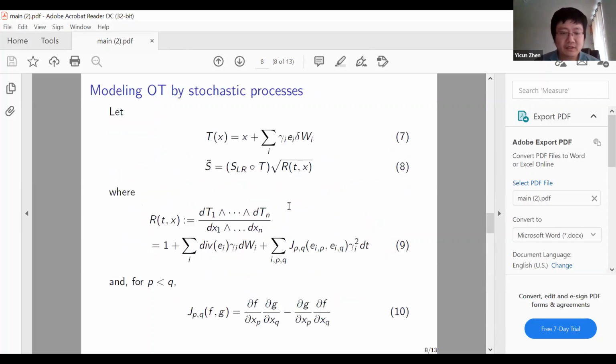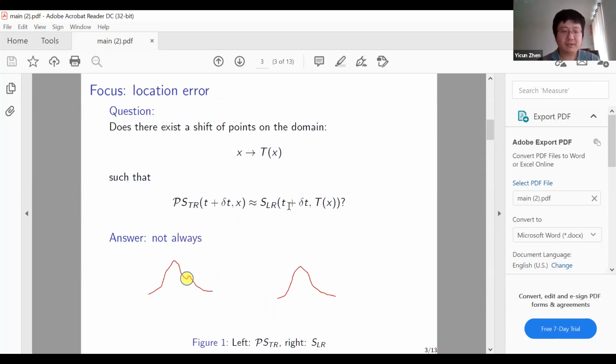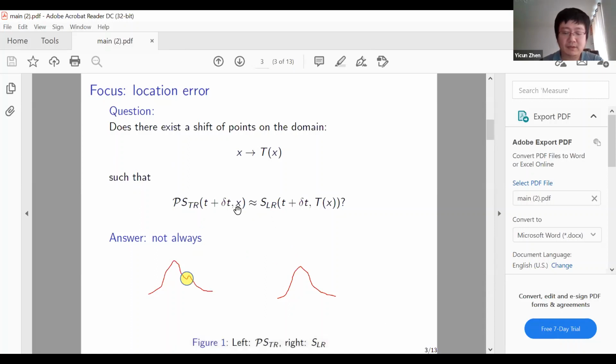I saw one publication about this. They model location error in this way, but I don't think it's a perfect solution because it is too empirical. In this case, this T does not exist. So for this idea, there is a publication from February of this year.